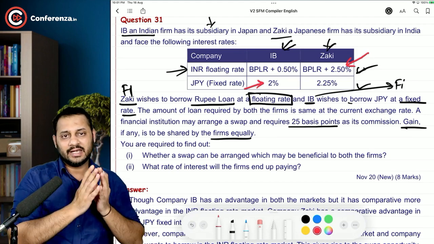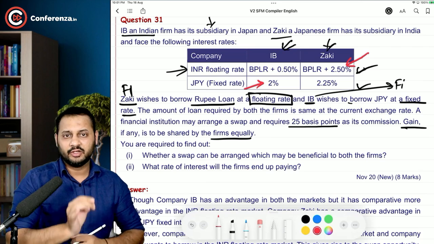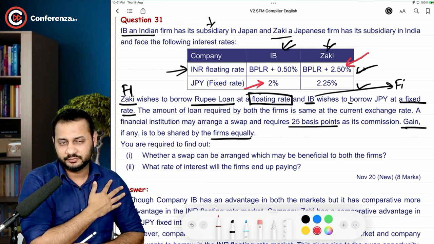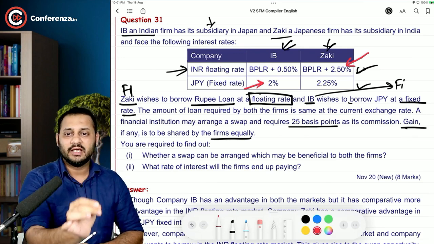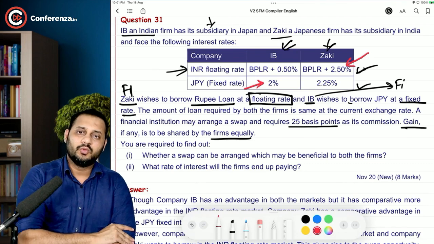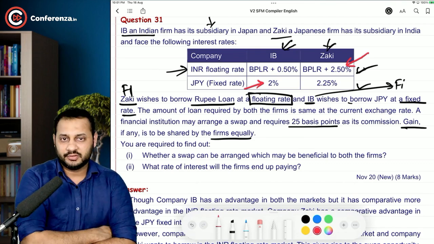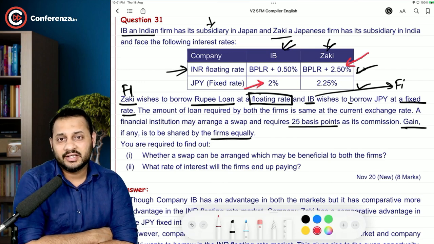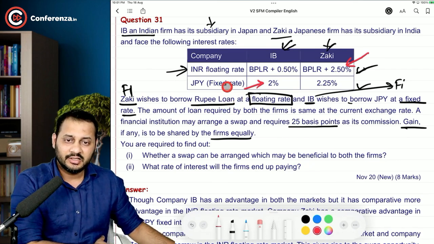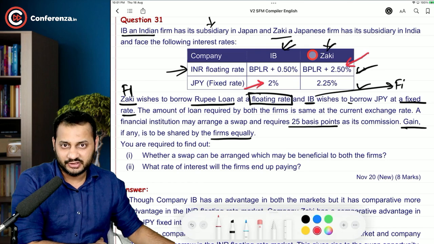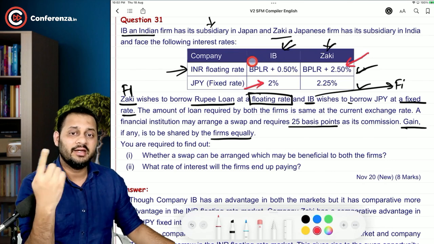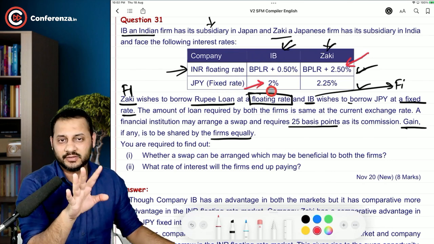So you can clearly see that IB has to pay 2% if it goes directly to the bank and borrows at a fixed rate. Zaki will have to pay BPLR plus 2.5% if it goes to the bank and borrows the money. Now, there is another option: instead of directly going to the bank and borrowing at the desired rate, they can enter into a swap with each other in such a manner that IB will end up with a fixed rate lower than 2%.